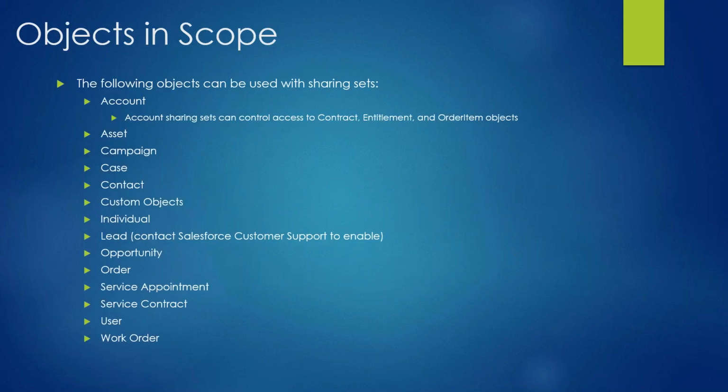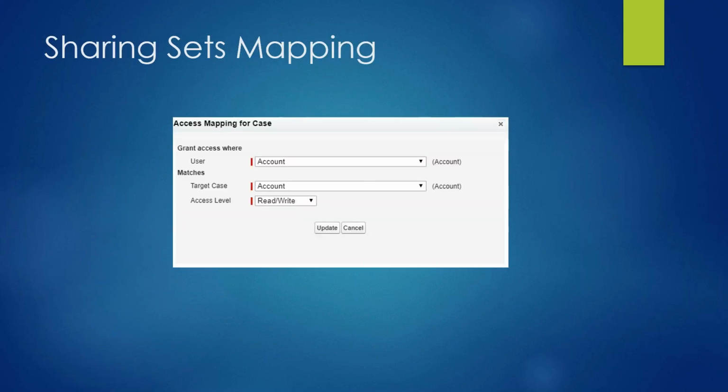These are the objects in scope that you can work with. These are the standard ones, but everything available as a custom object is also a way that you can share records. So how does it work? Let me explain. I will create this in a few moments, but first let me explain.